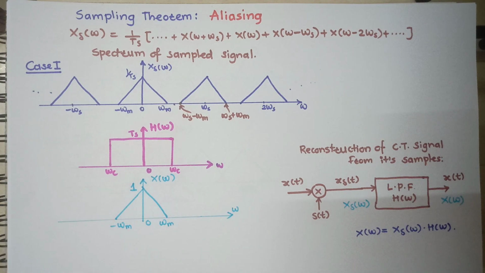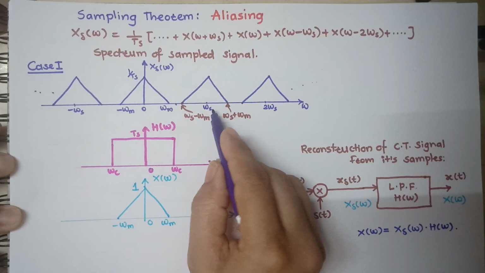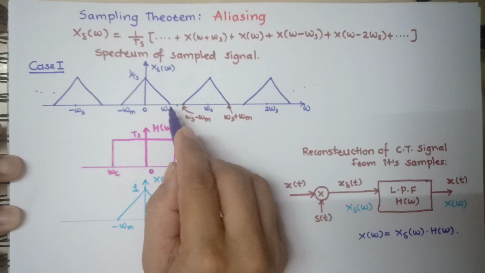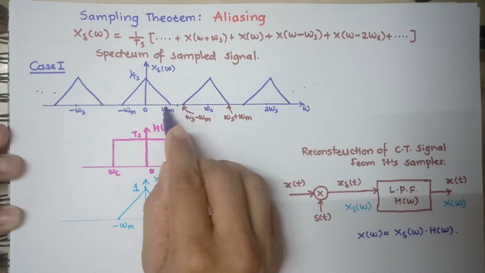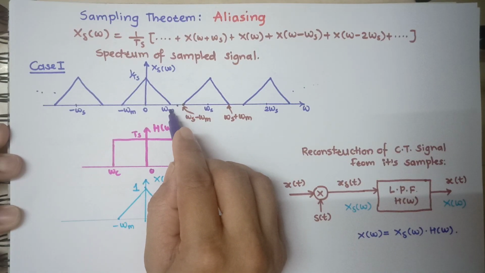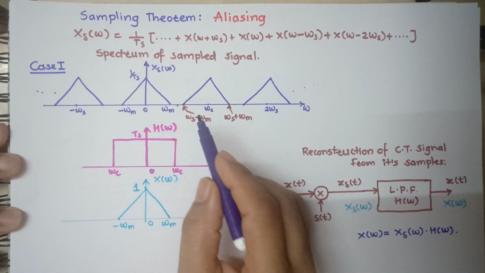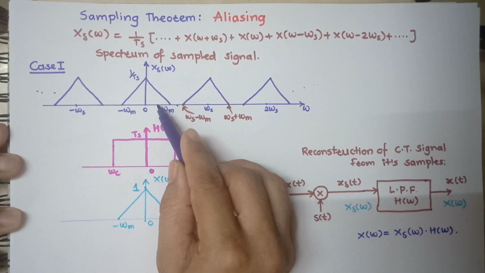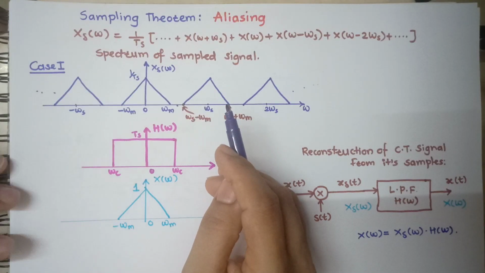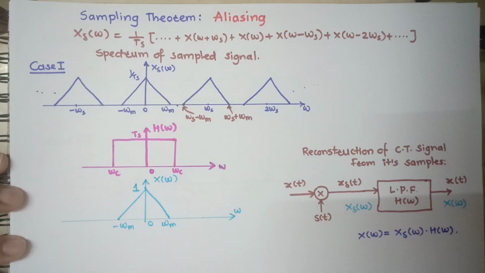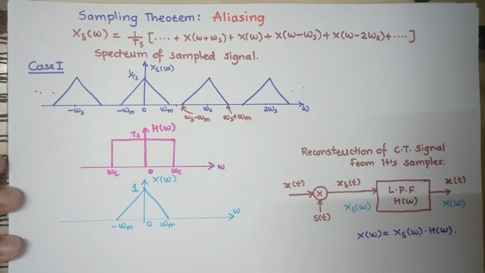So we'll see, I've written here case 1. Case 1 is a very normal case where sampling frequency is chosen such that there is a band gap between these two: this maximum frequency value and this point of the image. So these 2 points are not touching each other or interfering. These 2 images are not interfering with each other.